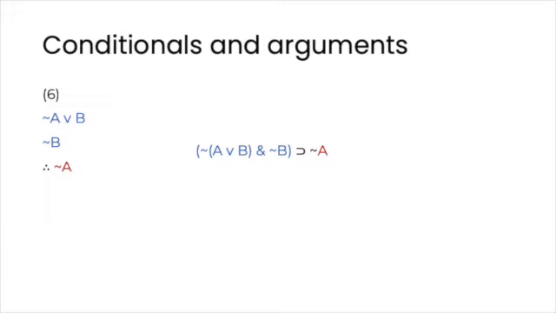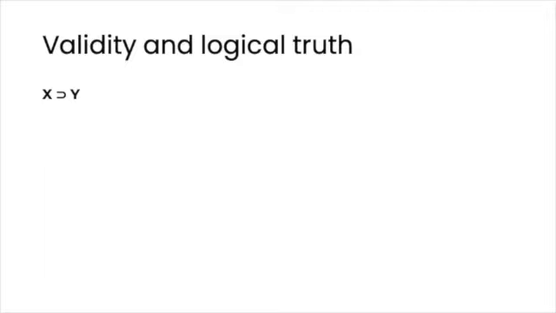Now we'll turn our attention to a property of conditional sentences, namely logical truth, and we'll see how it relates to the validity of an argument. Let's suppose that we have a conditional sentence that is of the general form X horseshoe Y. Assume also that this sentence is a logical truth.